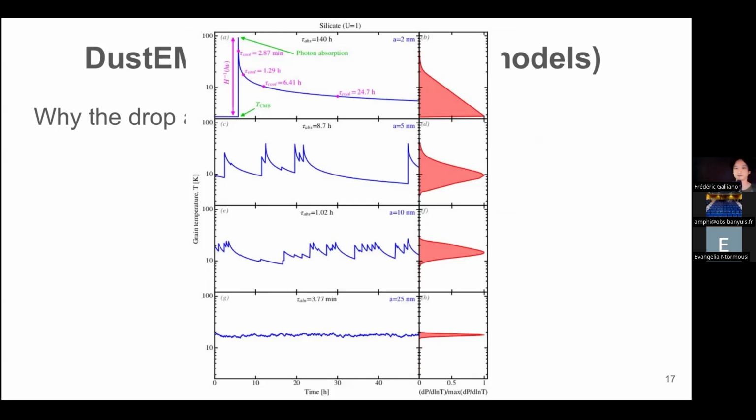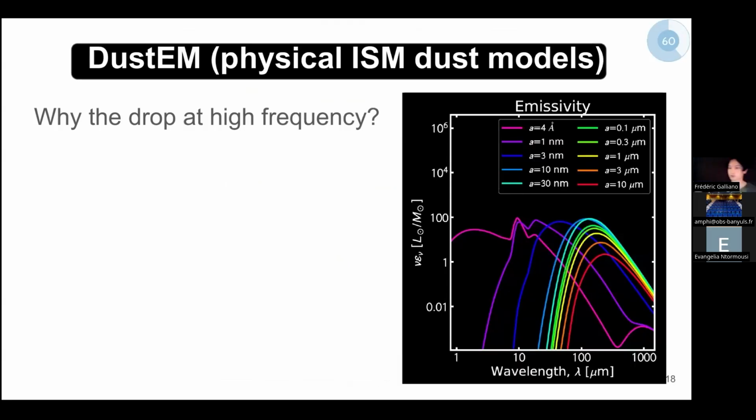But if you have larger grains, they have a higher probability of getting hit by the photons. So eventually you will reach this equilibrium condition of a specific temperature. And if you translate this to the ICD, you will see that for larger and larger grains, you will have an ICD that decreases around the higher frequency.